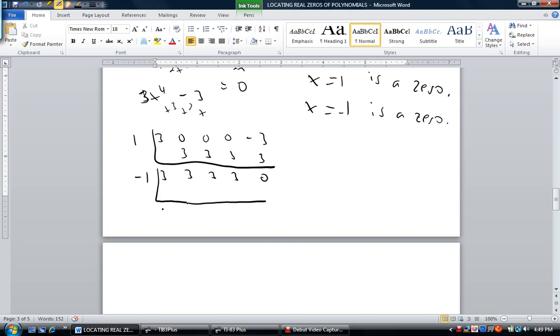So I'm going to bring down the 3. Multiply negative 1 times 3 is negative 3. Add. Negative 1 times 0 is 0. Add. Negative 1 times 3 is negative 3. And add. Now I don't need that one because that was from the previous one.